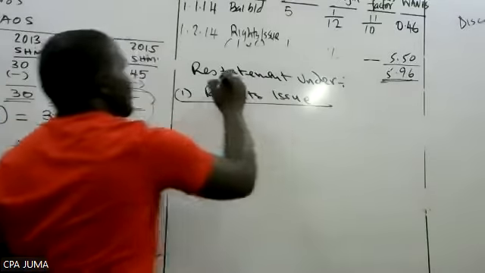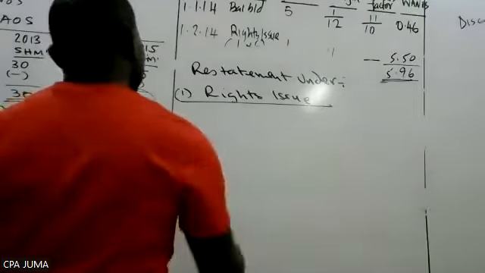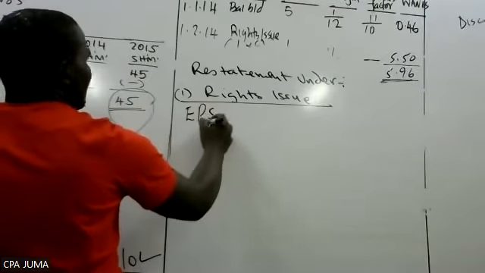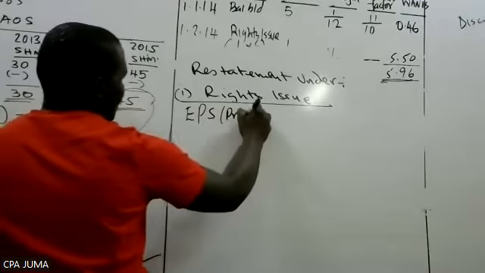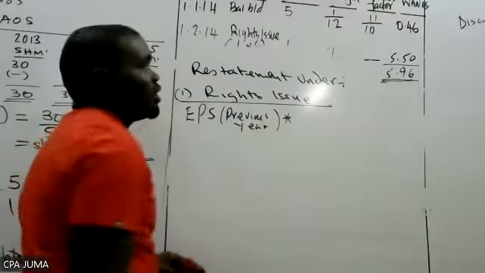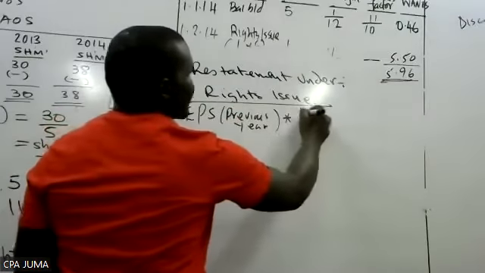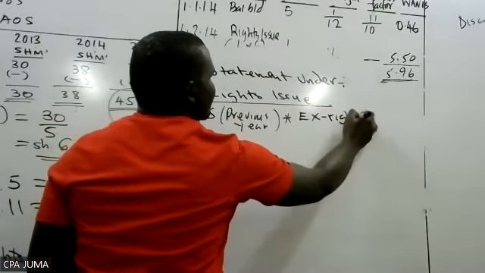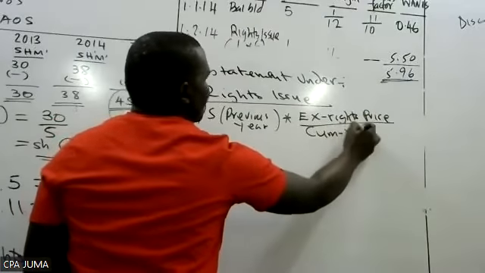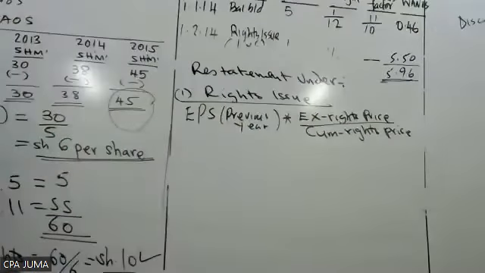Under rights issue. Let's start with that one. If they tell you to restate under rights issue, you take EPS previous year times, you just change this one. Now your bonus factor is what you change. The reciprocal of that, X rights price divided by the CAM rights price. That is how we restate. You take the reciprocal of this.